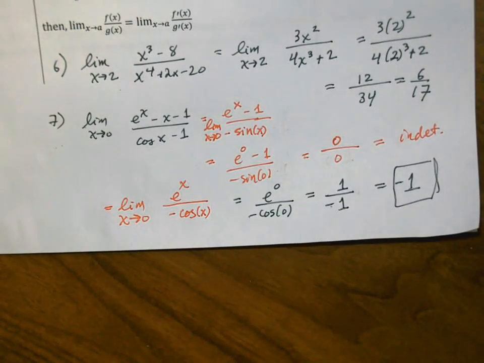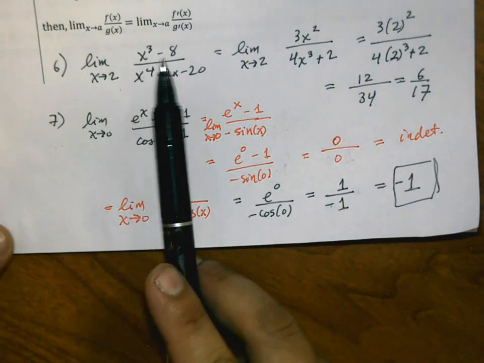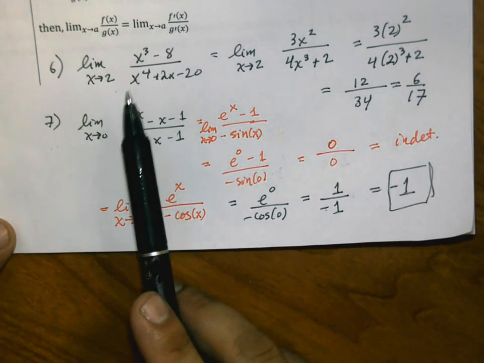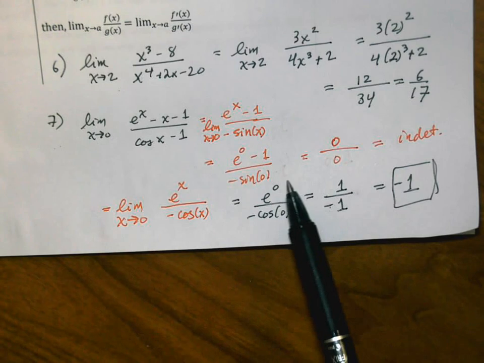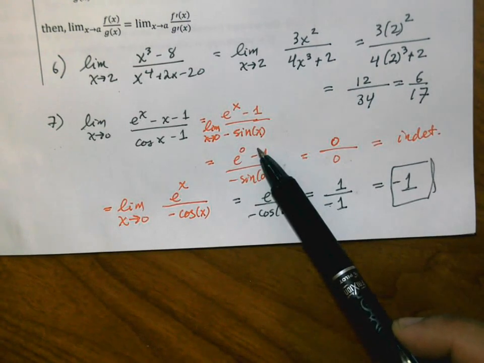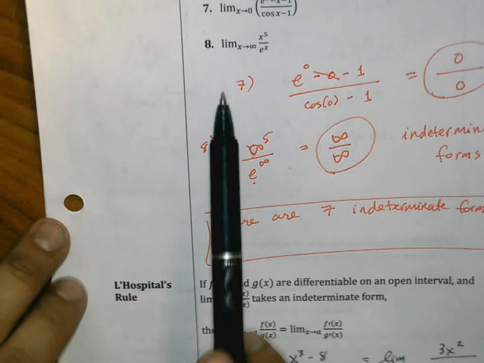So the moral here is, if you apply L'Hopital's rule once and it doesn't quite work, well, take the derivative again. Apply L'Hopital's rule a second time, because you can just treat this as your new f over g and take the derivative of that. So that leads us to our last example.